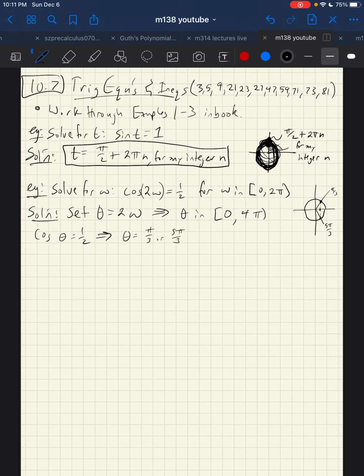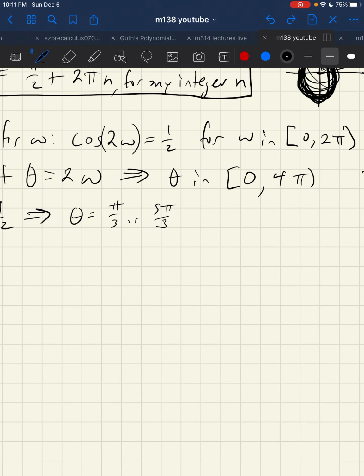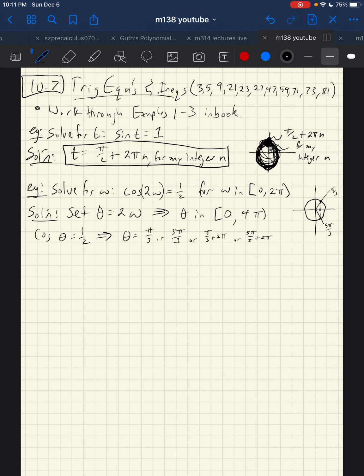Now, theta is anything in 0 to 4 pi, so we could also have these plus 2 pi. So it's pi over 3 or 5 pi over 3, or pi over 3 plus 2 pi, or 5 pi over 3 plus 2 pi. We don't need to go further than that, because if I add another 2 pi, then I'll be bigger than this 4 pi here. So that's my final answer for theta, but now I need to translate things back into w.